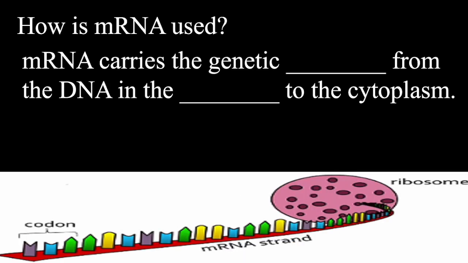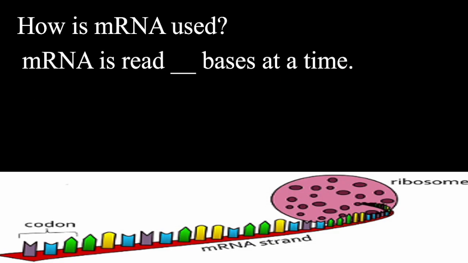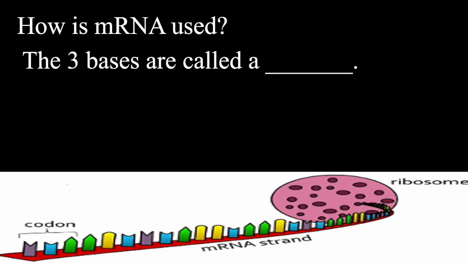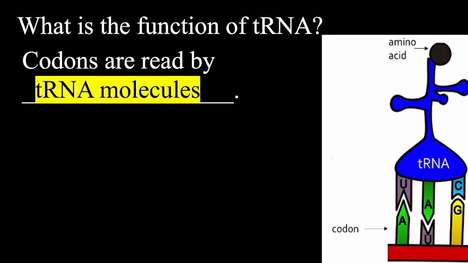mRNA carries the genetic message from the DNA in the nucleus to the cytoplasm. The cytoplasm contains ribosomes, which use the mRNA to make proteins. mRNA is read 3 bases at a time. These 3 bases are called codons. Codons are read by transfer RNA molecules, also known as tRNA.